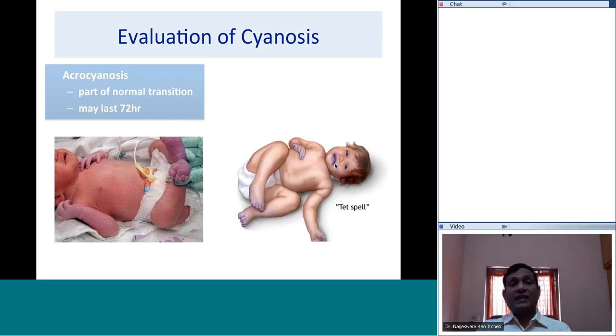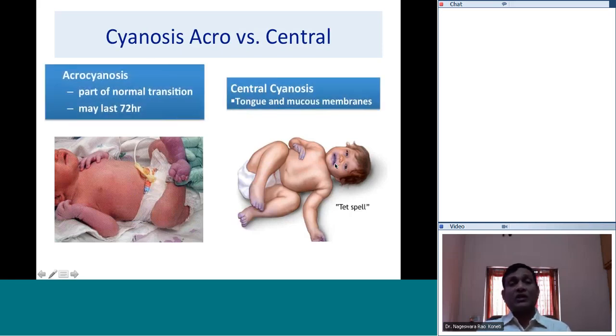So let us see the acrocyanosis. Generally you can see here the lips and the tongue are pink, whereas the peripheries, the soles and palms, are blue. Whereas in central cyanosis, typically the lips, tongue and nail beds are involved. Peripheral cyanosis is very transient, may last 48 to 72 hours, and usually the peripheries are cold and capillary filling is somewhat delayed. Whereas in central cyanosis, the peripheries are warm, capillary filling is normal, and cyanosis increases when the child cries because of the demand for more oxygen due to increased cardiac output.